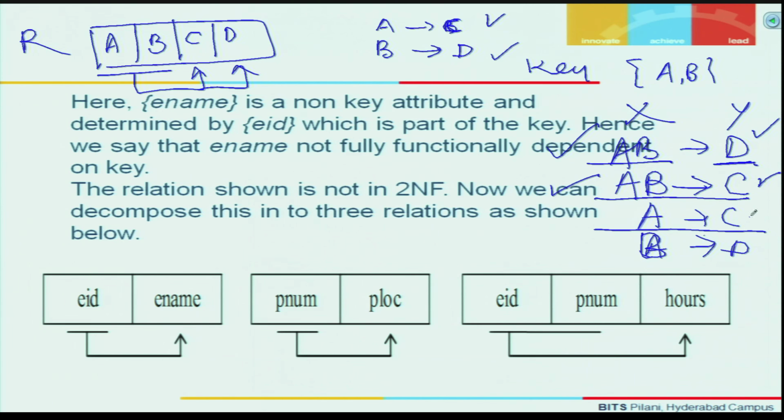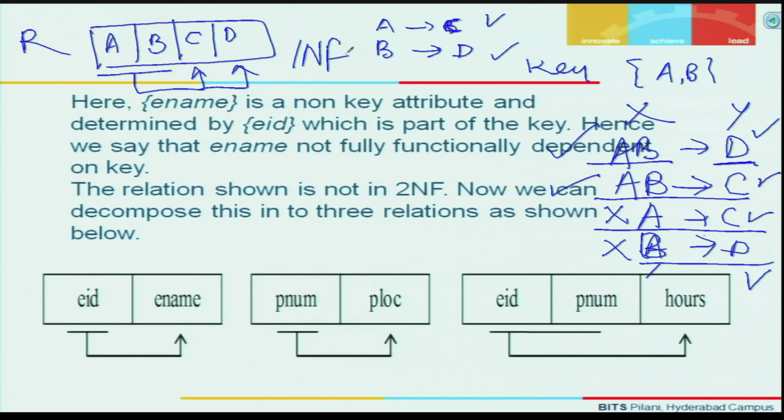But if you look at the third functional dependency, A determines C, C is a non-key attribute but it is determined by A, which is only part of the key, not the complete key. Hence it violates the second normal form condition. And the next one, D is a non-key attribute but B is only a partial part of the key, hence a partial dependency exists. This also violates the second normal form condition. Hence the highest normal form satisfied by this relation is 1NF alone.